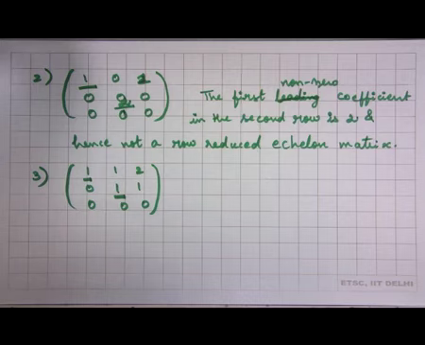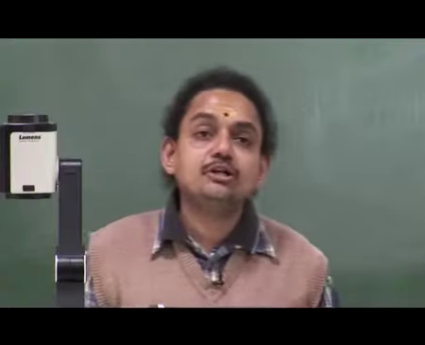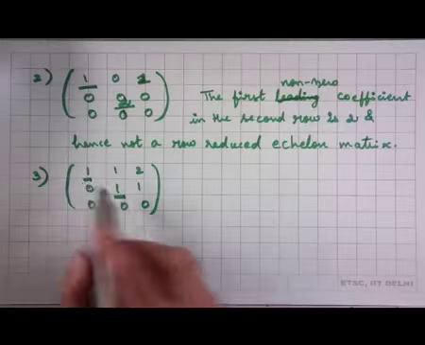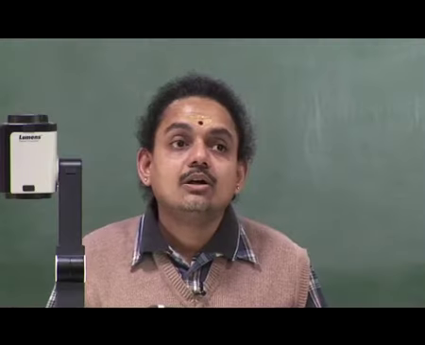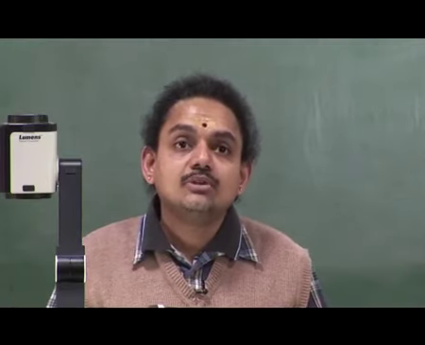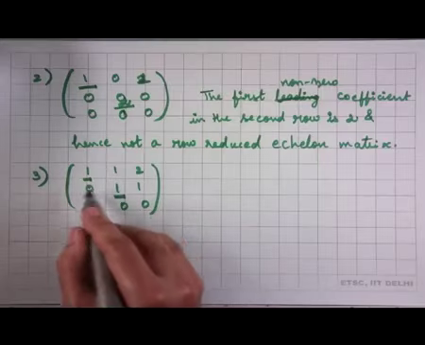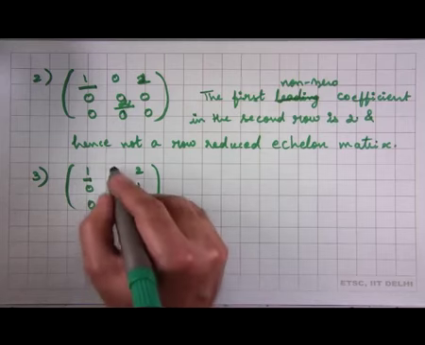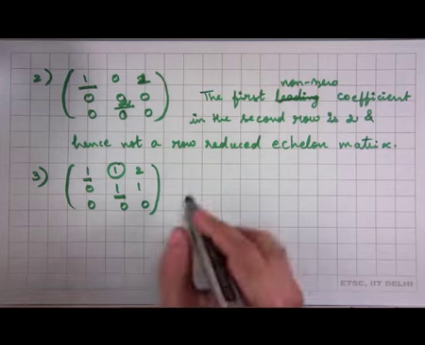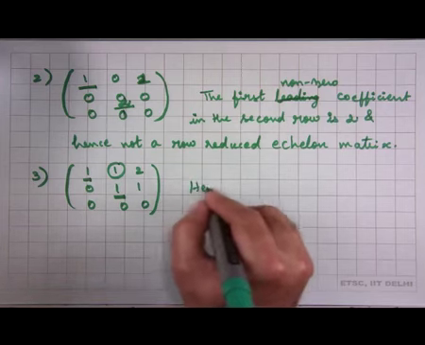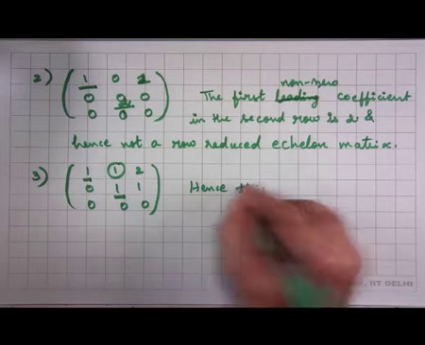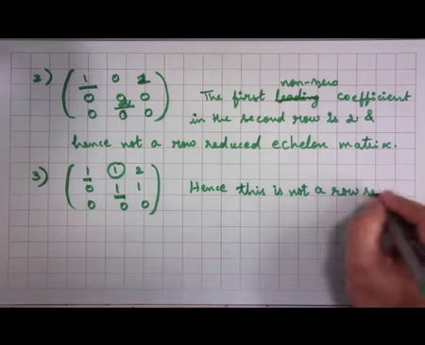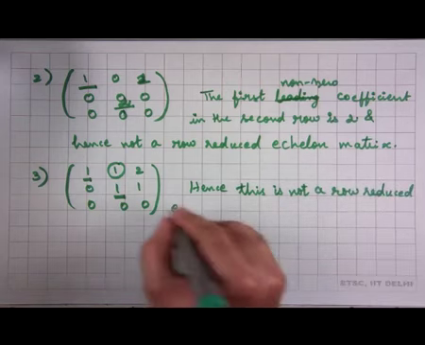But if you notice the third condition that you need for a row reduced echelon matrix, it is that wherever you have the leading coefficient, the other entries of that column should be 0. So, you have 1 over here, and the other entries are 0 here, but in the column of the second leading coefficient you have a non-zero entry above it. Hence, this is not a row reduced echelon matrix.